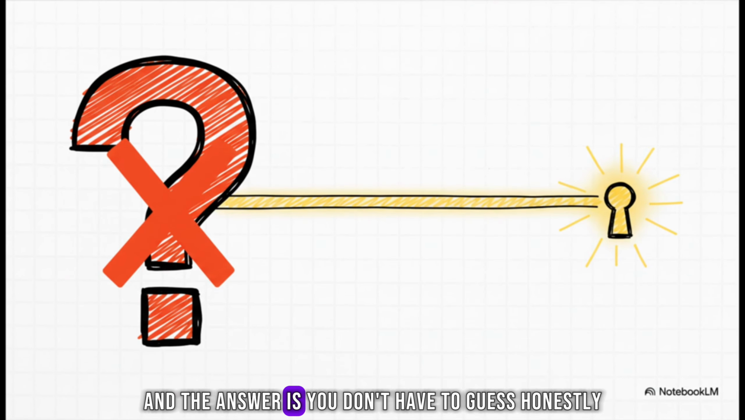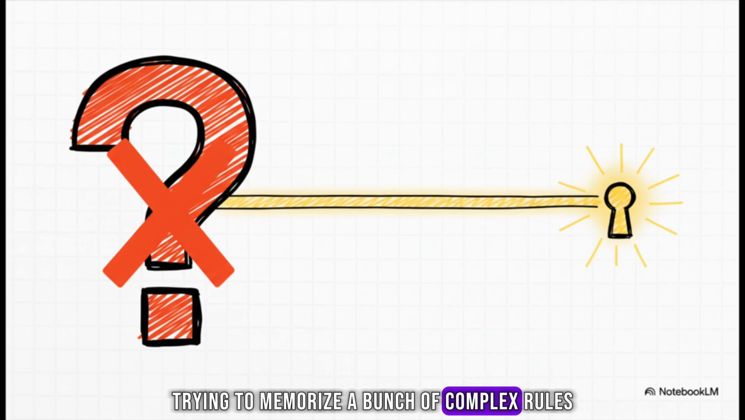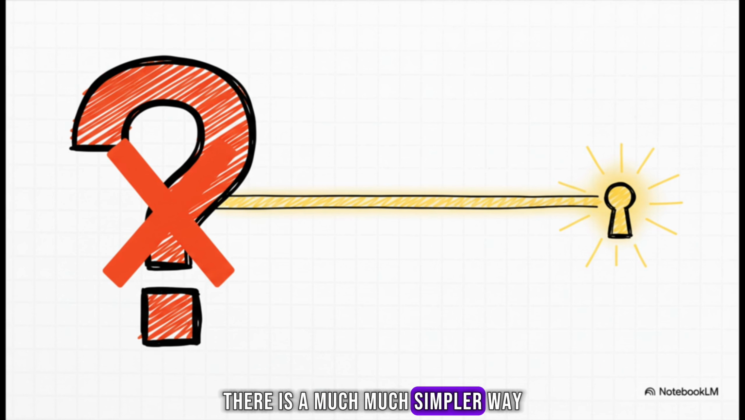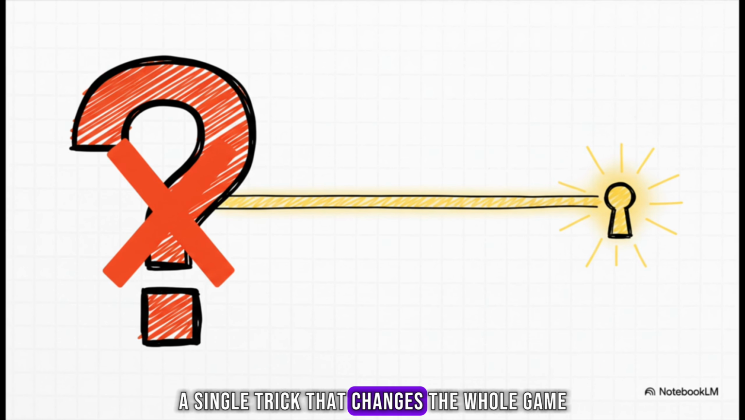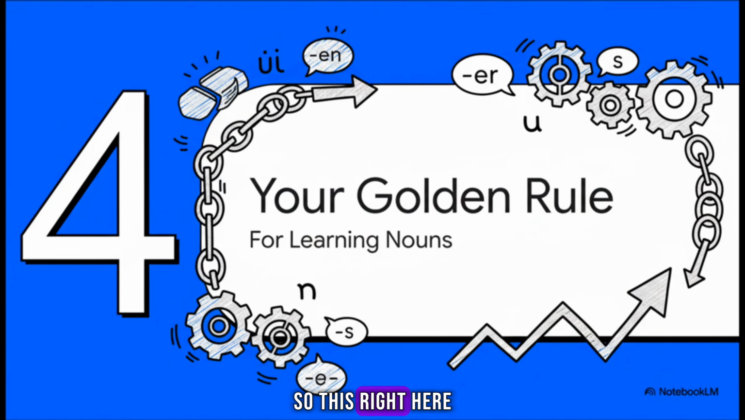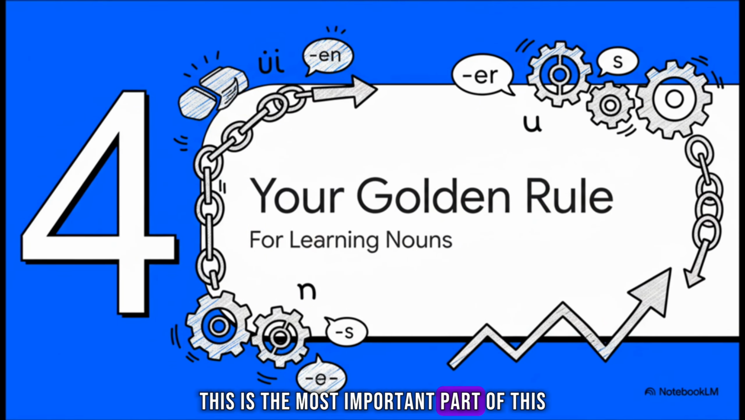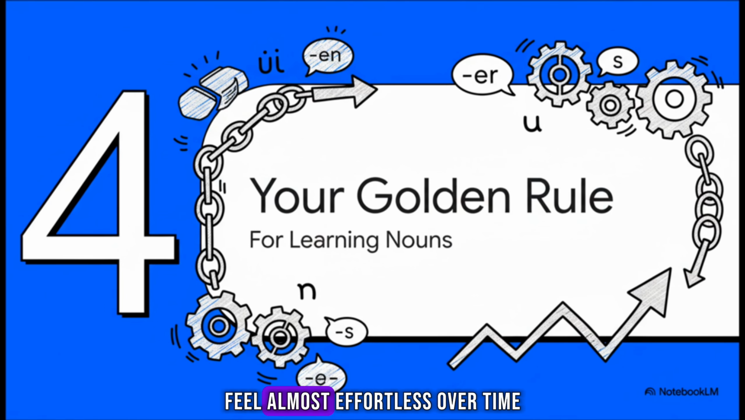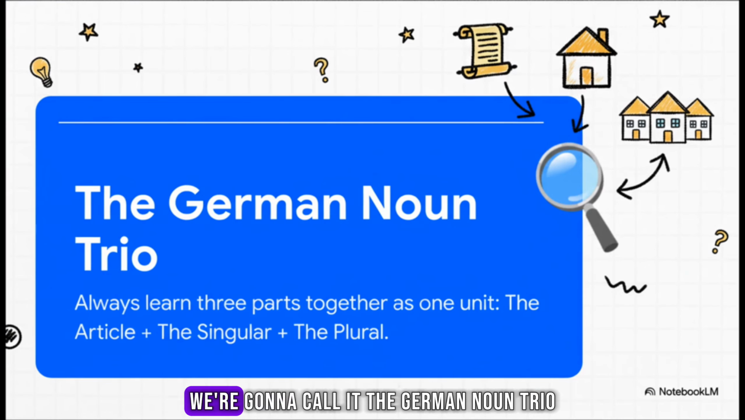And the answer is, you don't have to guess. Honestly, trying to memorize a bunch of complex rules about which nouns take which endings, that's just a recipe for frustration. There is a much, much simpler way. A single trick that changes the whole game. So this right here, this is the most important part of this entire explainer. This is the one strategy, the one simple habit that will make learning German nouns and their plurals feel almost effortless over time. We're going to call it the German noun trio.